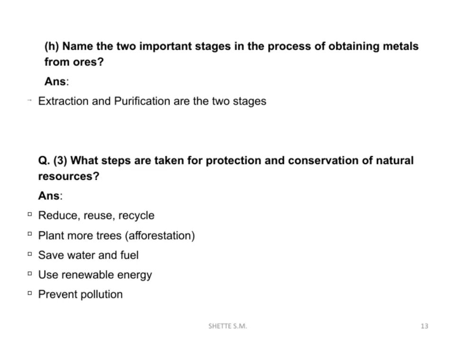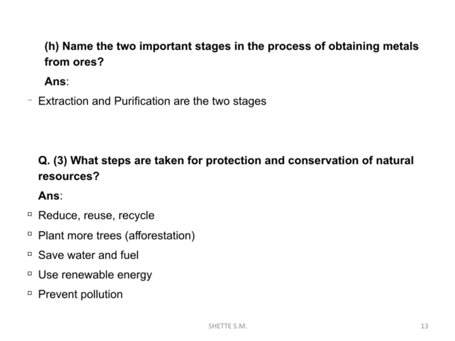Today, I'll explain the two important stages in obtaining metals from ores. The first stage is extraction, which involves breaking down the ore to access the metal contained inside. The second stage is purification, where we refine the extracted metal to make it pure and suitable for use. These two steps are crucial in turning raw ore into usable metal products.